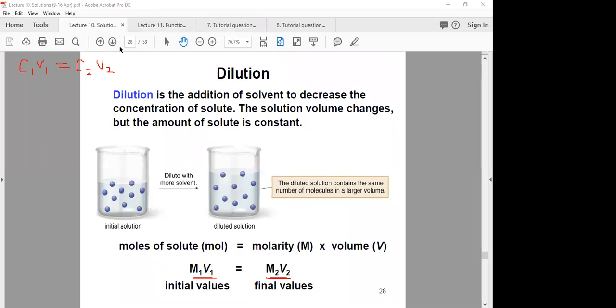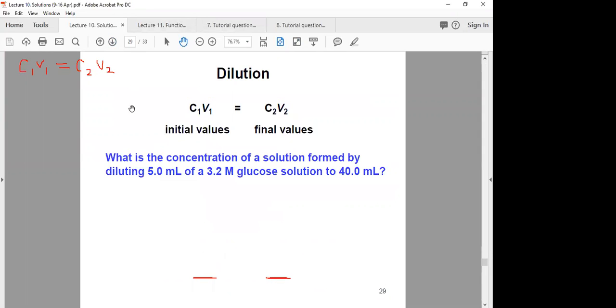All right, so let's look at an example. As a bit of practice, I'd like you to work out this problem. What is the concentration of the solution formed by diluting 5 ml of a 3.2 molar glucose solution to 40 ml?